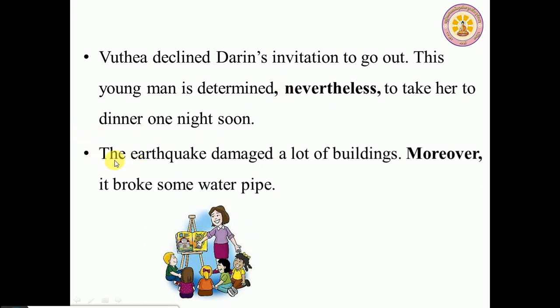Okay, one more here. The earthquake damaged a lot of buildings. Moreover, it broke some water pipes. Okay, moreover, just comes on.